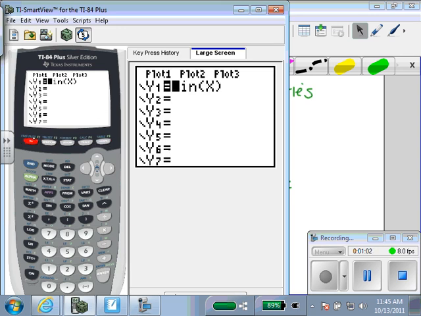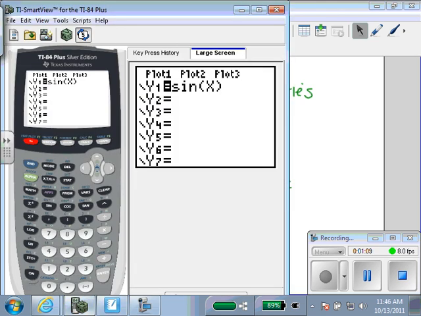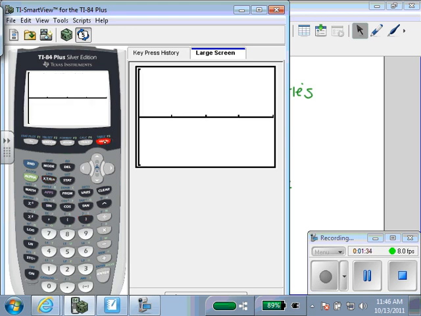Okay, so the first thing we're going to graph is sine 2x cosine x plus cosine 2x sine x. So sine 2x cosine x plus cosine 2x sine x. Okay, and watch what happens.